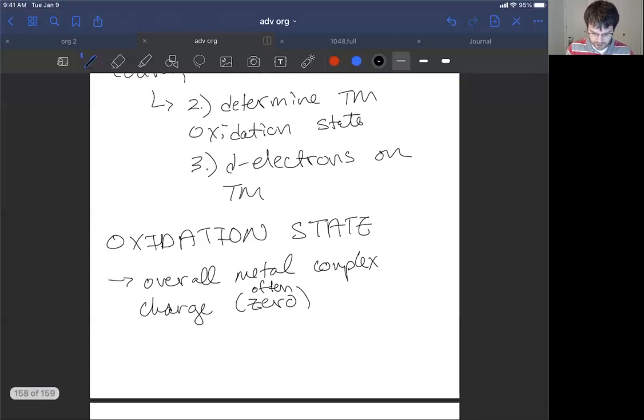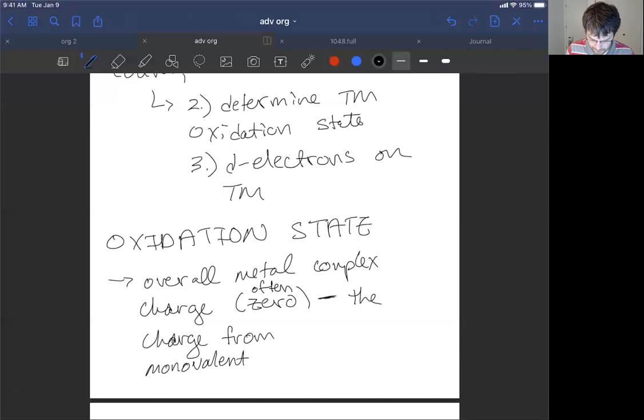And you want to then subtract from that the charge from the ligands: monovalent, and I'm going to put this in parentheses, monovalent, divalent, and maybe even trivalent ligands.